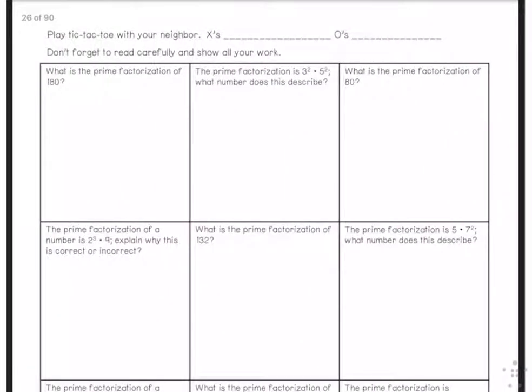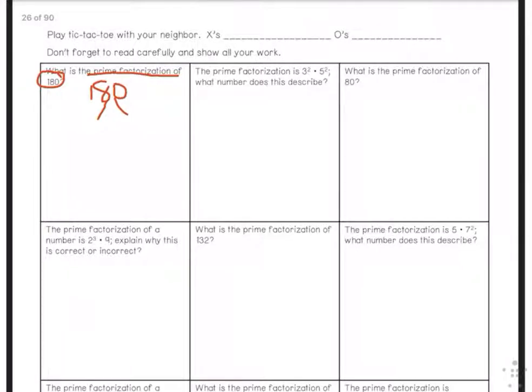Now is the back. You're going to go ahead and do this by yourself, not with a partner. So I'm going to go ahead and do the first 3, and then you will do the rest by yourself. Now, I'm looking for the prime factorization of 180. So we start off with 180. I need to find out two factors that equal 180.